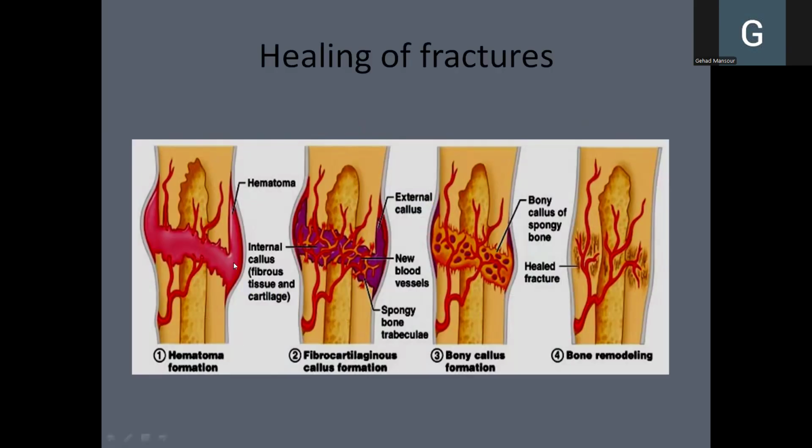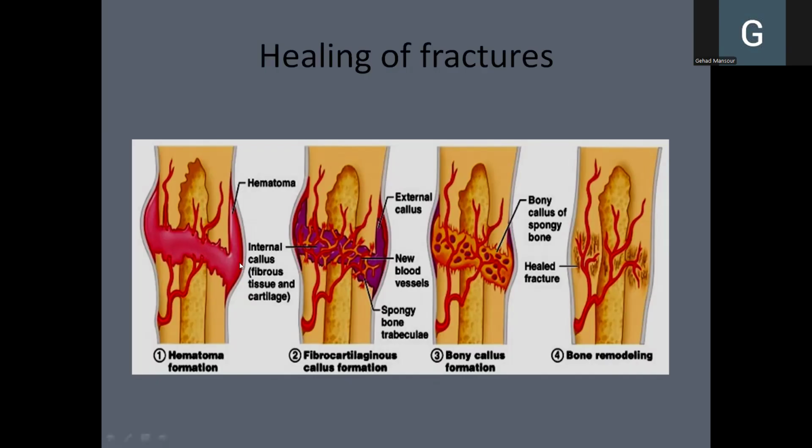At the beginning, at the site of the fracture, an accumulation of semi-solid blood occurs in order to fill in the space and to stop bleeding from the injured blood vessels and from the red bone marrow. And this is what we call a hematoma. So a hematoma is a swelling that is essentially made of blood tissue.